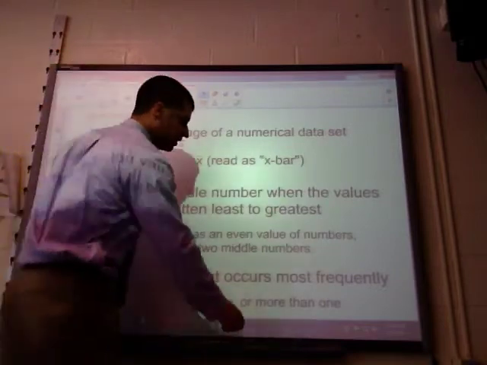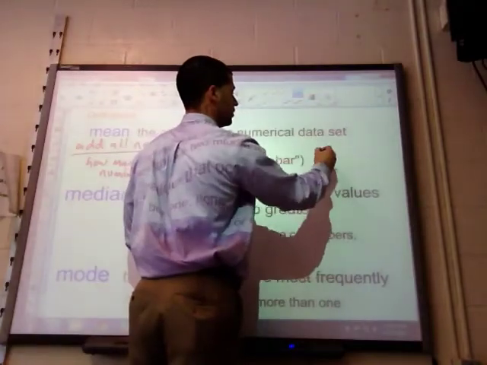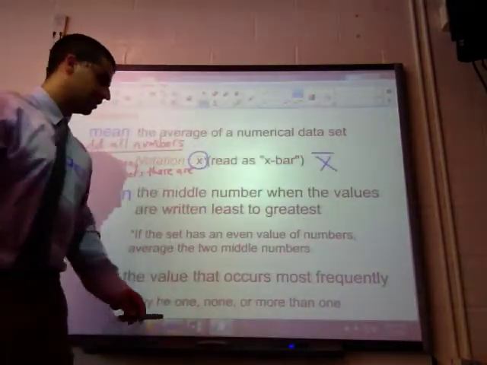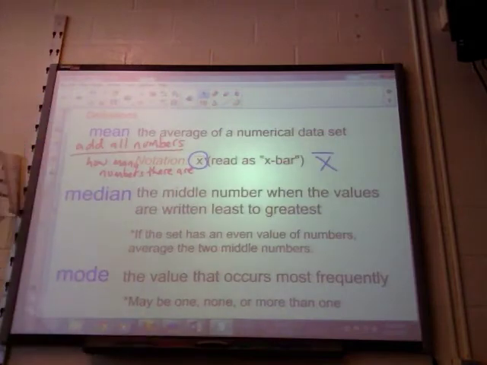Sometimes you're going to see the mean referred to as x bar. So it's just an x with a line on the top of it. And all that's saying is our numerical average. It means the exact same thing as if I asked you for the mean or for the average.